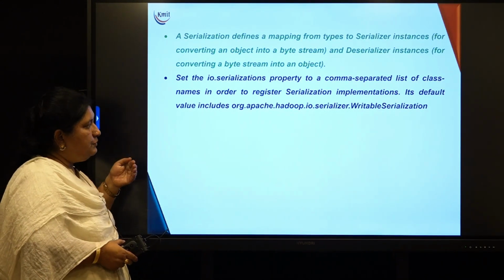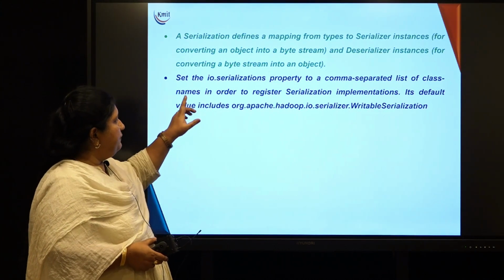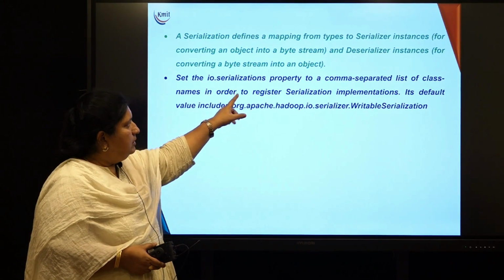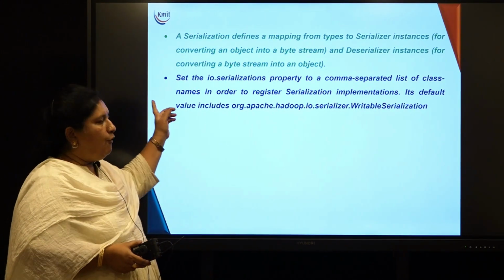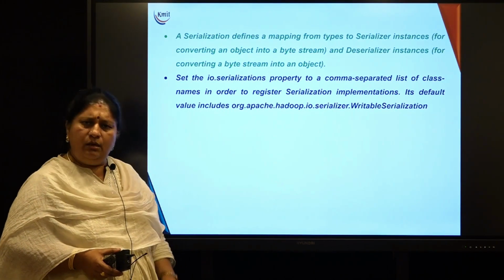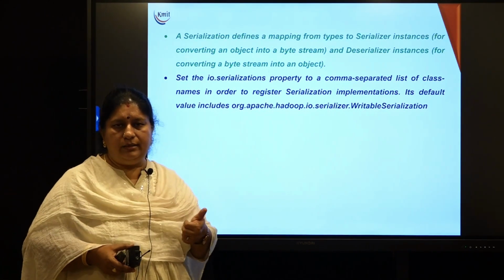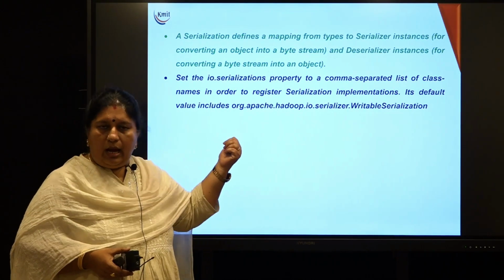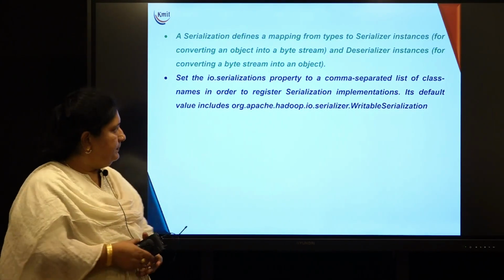And whenever we want to work with various types of serialization frameworks, in the configuration file we have a property called io.serializations. In that property you specify a comma separated list of all the classes which have a serialization implementation and which you would like to use. Say for example, I want to work with byte writables, and I want to work with null writable, I want to work with text writable. In the io.serialization property, you list out all these three with a comma separation.